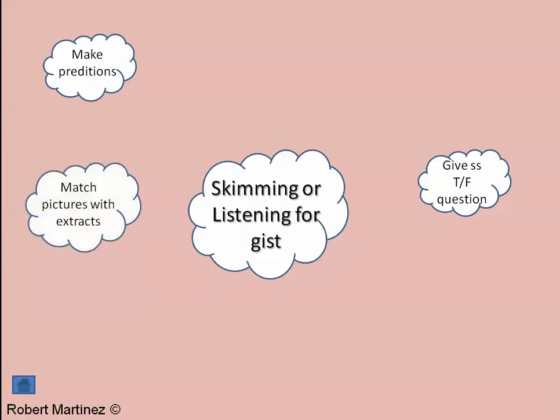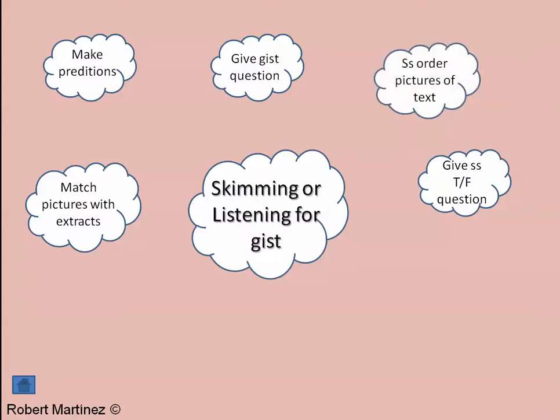You could also have them match pictures with extracts, or give them a gist question. Most people ask, read the text and tell me what it is about, but lower levels usually need some support. So you could say, read the text quickly and decide whether the text is about A, B, C, and then give them options. You need to make sure that the answer to the gist question is not at the beginning of the text, but that they have to read or listen all the way through before they can actually answer the question. Otherwise, it defeats the purpose.